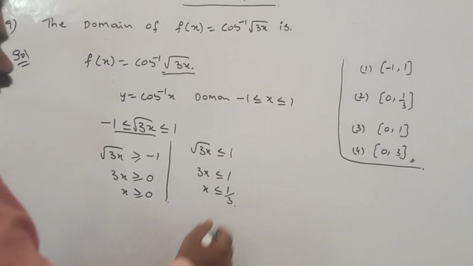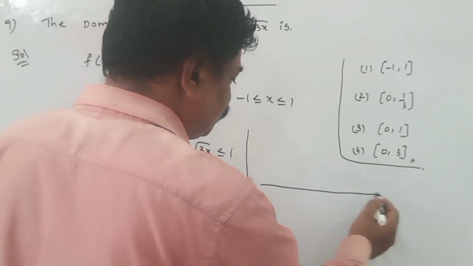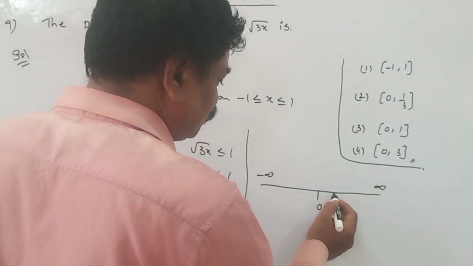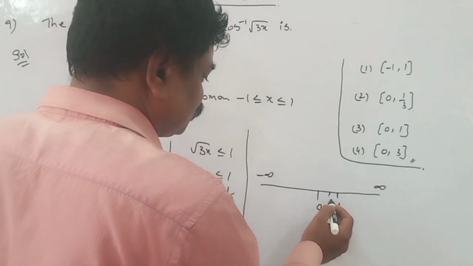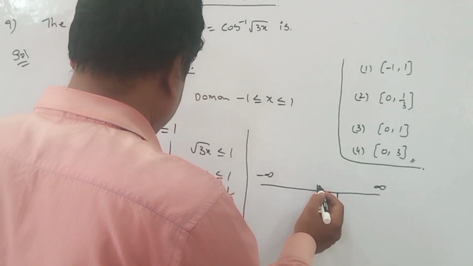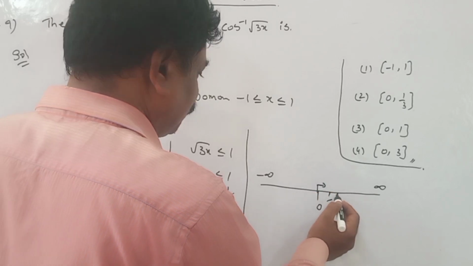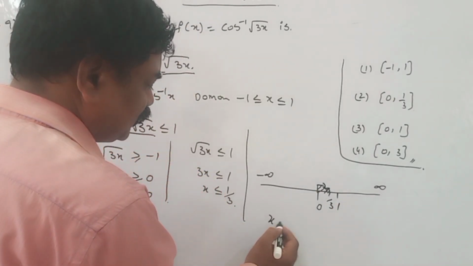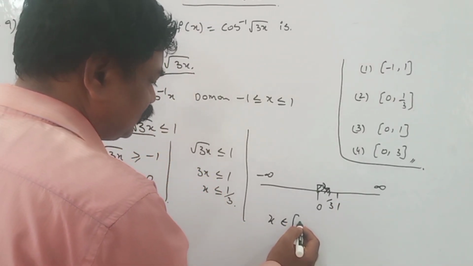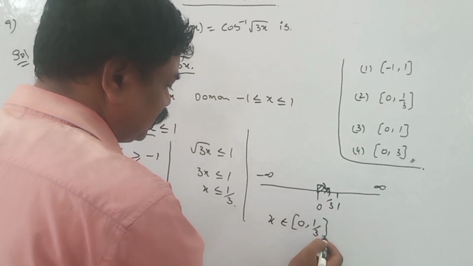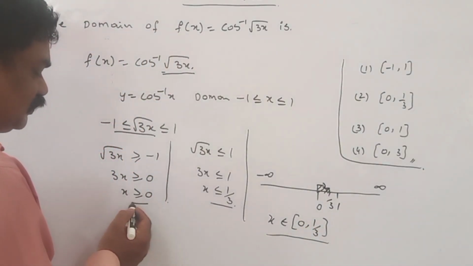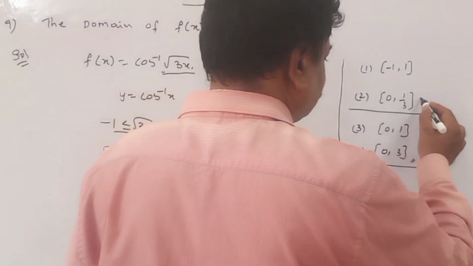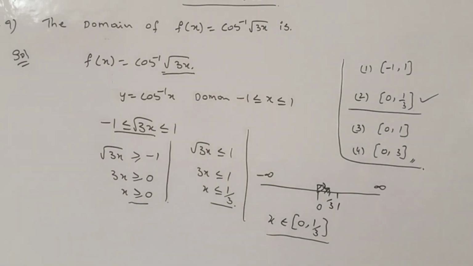Okay, all of you. Here this is the number line, up to infinity on both sides, with 1 and 1 by 3 marked. Greater than or equal to 0 and less than or equal to 1 by 3, this is the common region. So x belongs to the closed interval 0 to 1 by 3. Here greater than or equal to 0 is there. So we have option 2 as the answer. Okay, all of you. That's all.